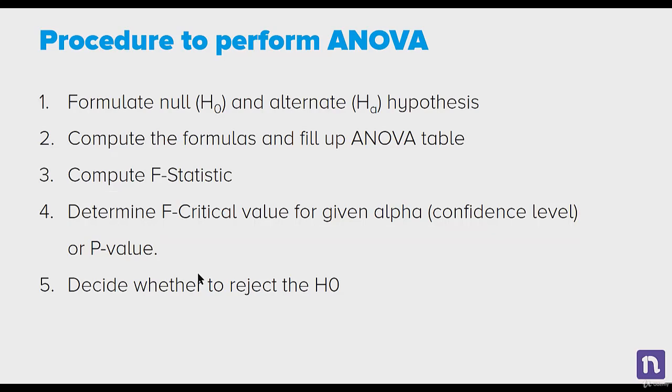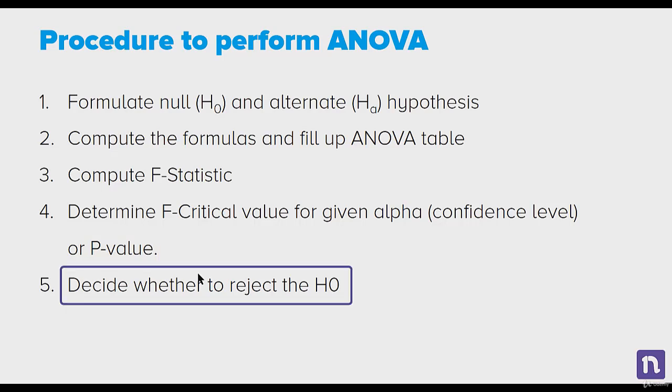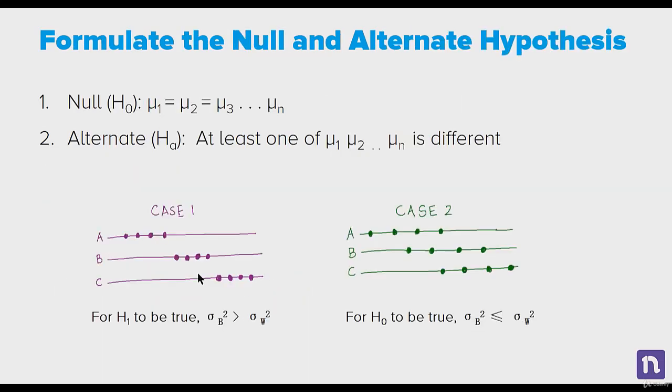Alternately, you can compute the p-value directly, and if the p-value is less than the alpha level, which is typically equal to 0.05, then we reject the null hypothesis. Now, what is this ANOVA table? How does it look like? We will get to the ANOVA table, but first let's formulate the null and the alternate hypothesis.